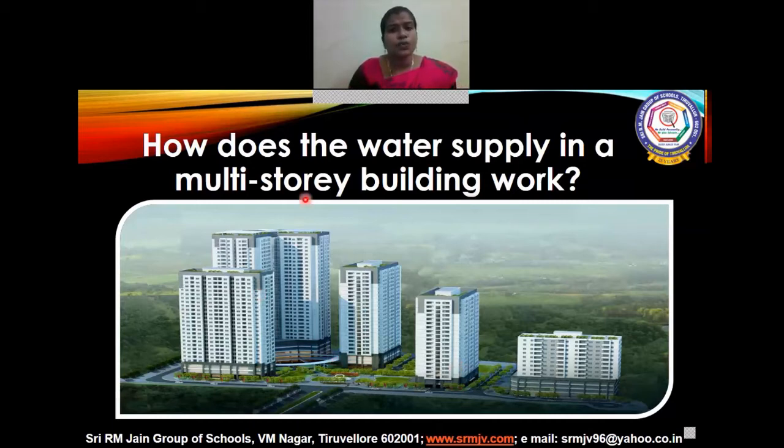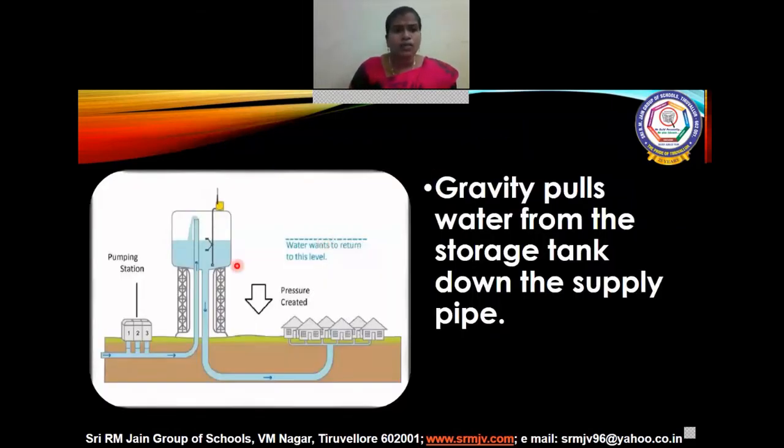Yes. How does the water supply in a multi-story building work? We know that the water tank will be on the top of the building, and the water flows through the pipes to all the floors. What makes it flow? Because of gravity. We know very well that water flows from the higher potential to the lower potential. This is possible because gravity pulls water from the storage tank down the supply pipe.